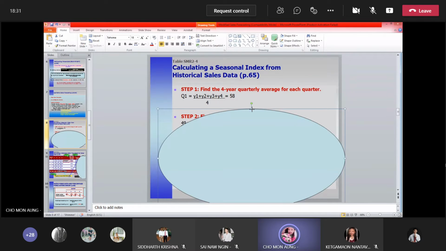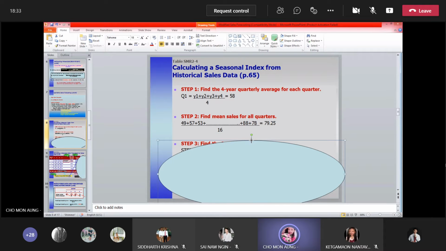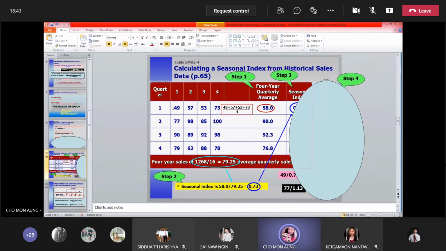Then now come to step 2. Step 2 is to find the mean of all the quarters, the overall mean. So to find the overall mean of all the quarters, how many quarters do we have here? Starting from year 1 quarter 1 until year 4 quarter 4, we have 16 sales data. So this is the total here, okay? And we find the average, divided by 16. 16 means 4 years multiplied by 4 quarters, okay? So this is the average.